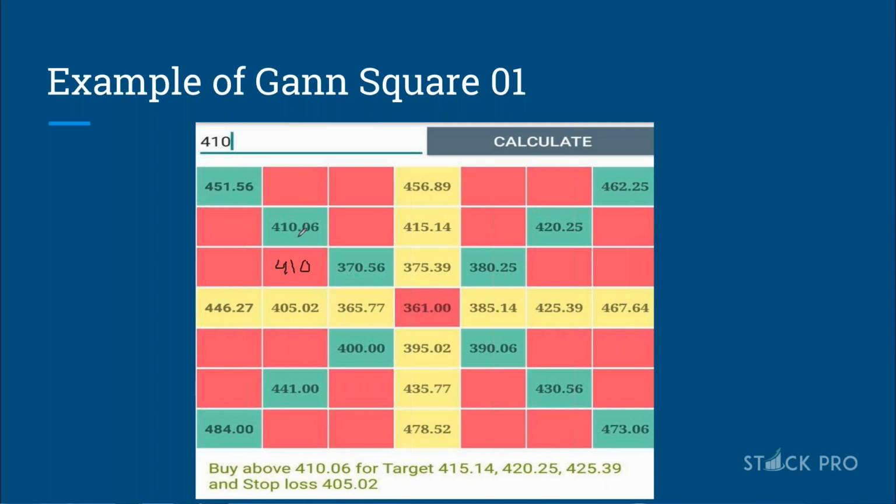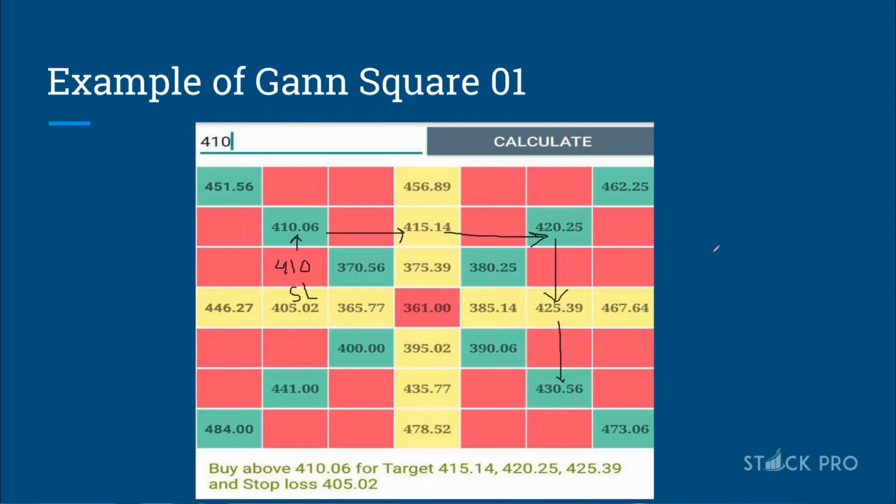Now your entry will be at 410.06. Next target will be 415. Next target will be 420. Next will be 425. Then 430, and so on and so forth. Your stop loss will be 405, right?